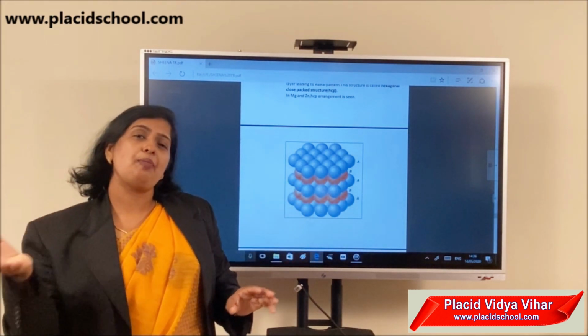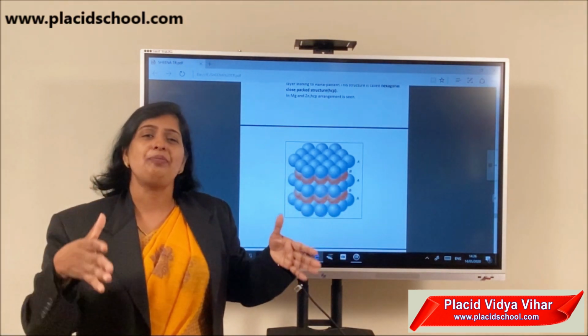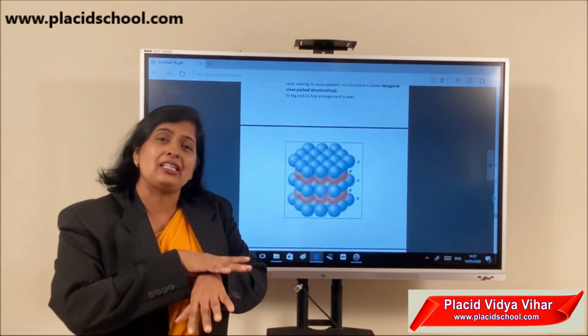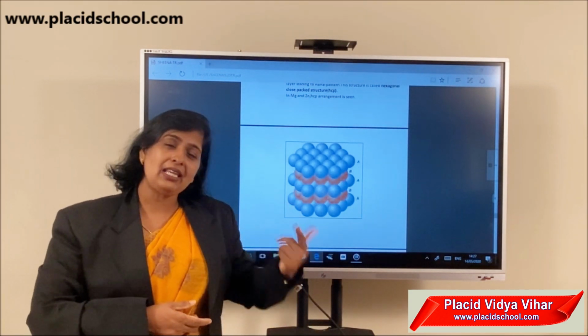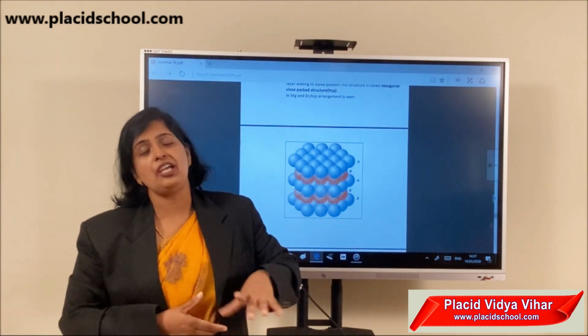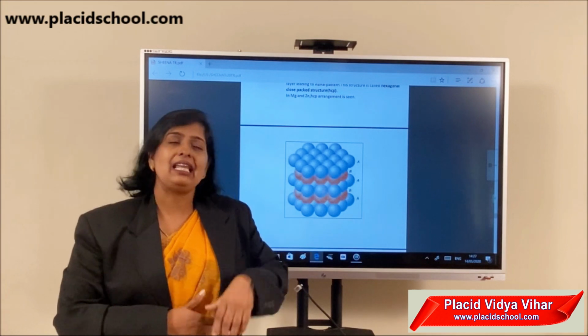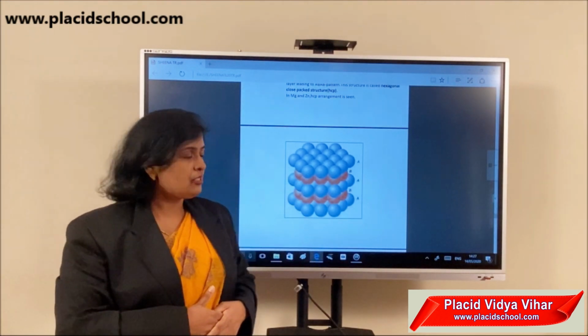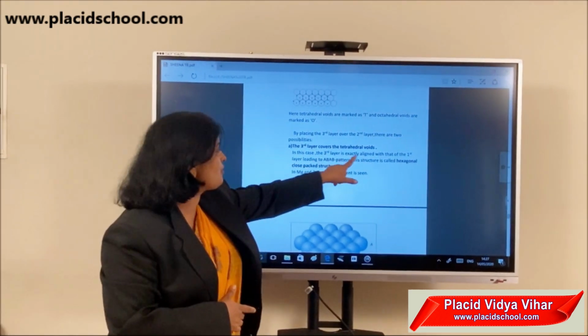Now if I keep a third layer, there are two possibilities. I can keep the third layer on the tetrahedral voids, then I will get a pattern. I can keep the third layer on the octahedral voids, not the tetrahedral void, on the octahedral void, then I will get another pattern.